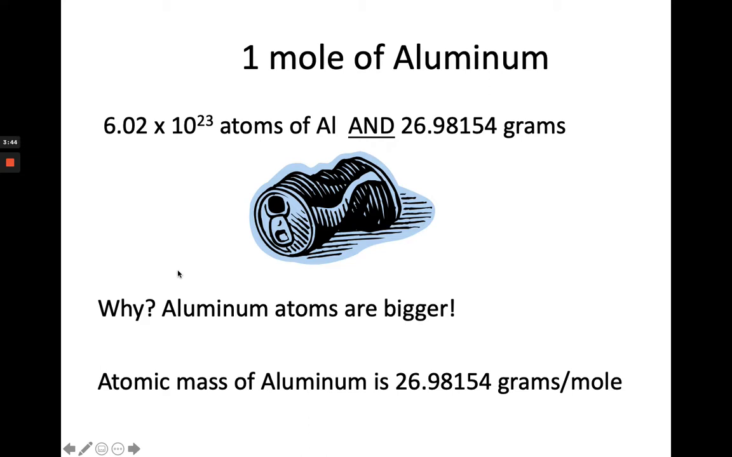So, for example, for a mole of aluminum, if you look on your periodic table, its molar mass, or its atomic mass, is 26.98154. That means that if I want to get 6.02 times 10 to the 23rd atoms of aluminum, I just need to go to my scale. Maybe I've got some aluminum can or aluminum foil, and I need to weigh out 26.98154 grams, and I know I have that many atoms. Now, why is that a larger weight than carbon? It's because aluminum atoms are bigger.